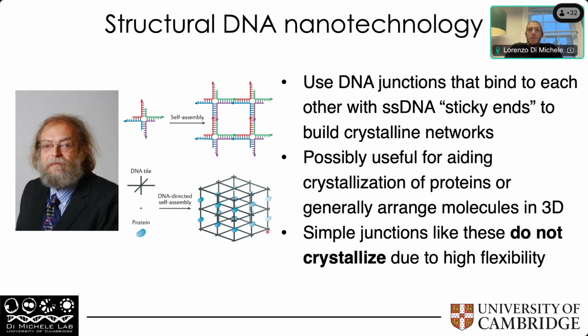And why did he want to do that? Well, Ned Seeman was a crystallographer, and he wanted to find a general way to help proteins crystallize. So before AlphaFold and before cryo-EM, to figure out the structure of proteins, people had to make them crystallize and then do X-ray crystallography. And many generations of PhD students have spent their whole PhD and years trying to crystallize proteins. Some proteins are very hard to crystallize. So what Ned Seeman wanted to do is basically help them crystallize using this DNA scaffold.